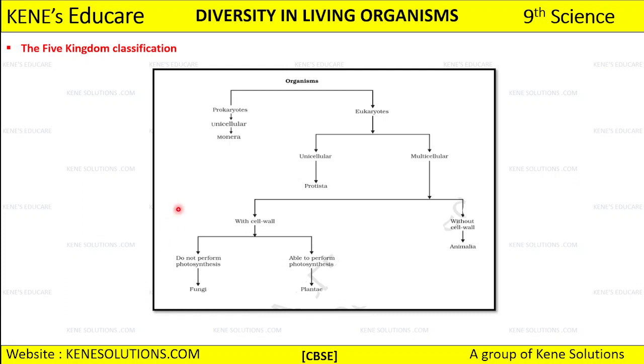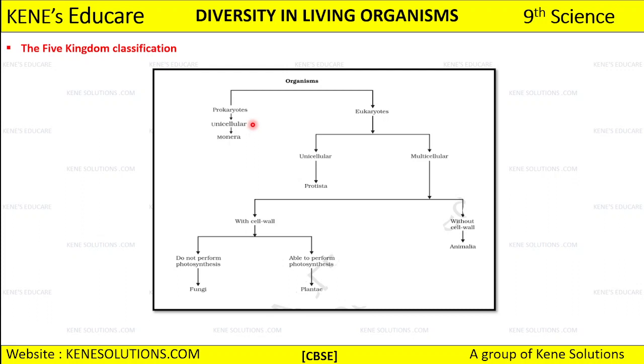We saw that organisms are of 2 types, prokaryotes and eukaryotes. Prokaryotes are unicellular organisms, and they come under kingdom Monera. Where do they come? Under kingdom Monera. And in eukaryotes we may have unicellular as well as multicellular organisms. The unicellular organisms include kingdom Protista. What does it include? Kingdom Protista. Okay, and among multicellular organisms we have 2 conditions, eukaryotic multicellular organisms with a cell wall and without a cell wall.